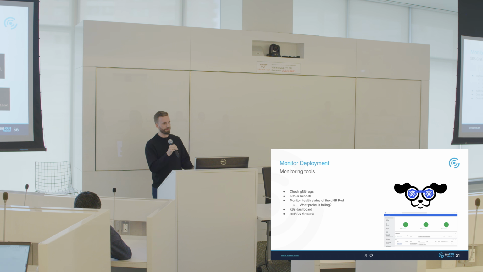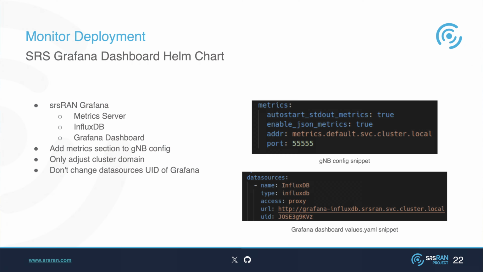The srsRAN Grafana consists of 3 components: the metrics server, the InfluxDB, and the Grafana dashboard. The gNodeB needs to send its metrics to the metrics server. This is what you see here on the top. This is what you need to configure in order to make the gNodeB send those metrics.